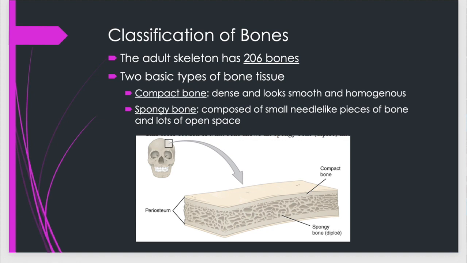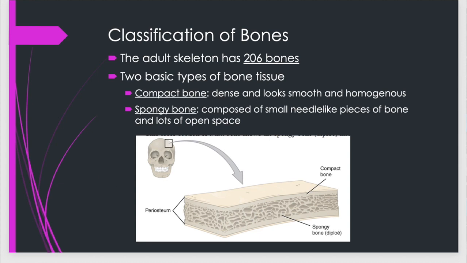Compact bone has cells that are very tightly packed together. It's more dense than spongy bone. You can see it's on the outer edge on each side of this example here. Bones from your skull would have this compact bone on the outside, and then spongy bone in the middle. Spongy bone is called spongy bone because it looks like the kind of sponge we would use to wash dishes with. There are little thin pieces of bone in there as well as lots of open space.